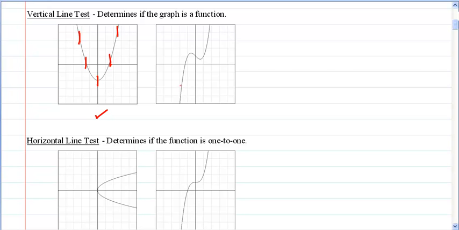The same with this next graph. Any vertical line that's drawn through this curve will never touch more than once. So it's also a function.